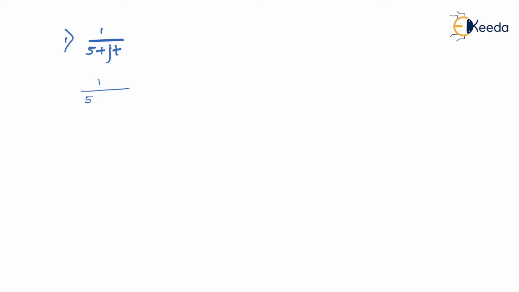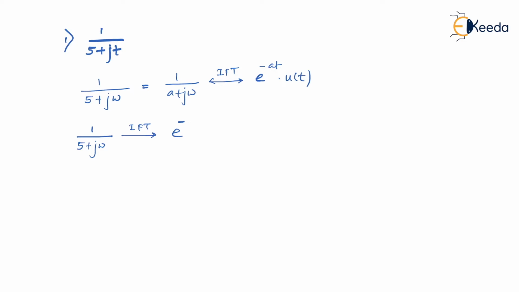Then I can tell you 1 upon 5 plus j omega. In general, I can write this as 1 upon a plus j omega, for which I know the inverse Fourier transform. It is e to the power minus at times u of t. I hope things are clear. So what is happening? I can say 1 upon 5 plus j omega has inverse Fourier transform e to the power minus 5t times u of t, where a is equal to 5, right?